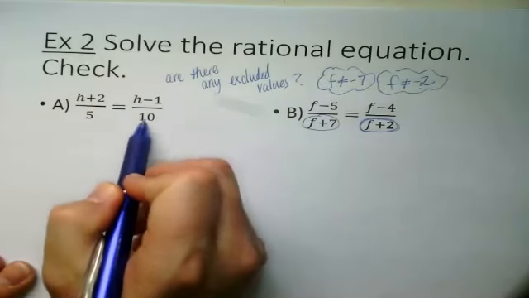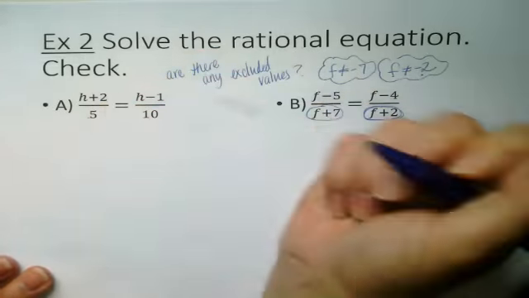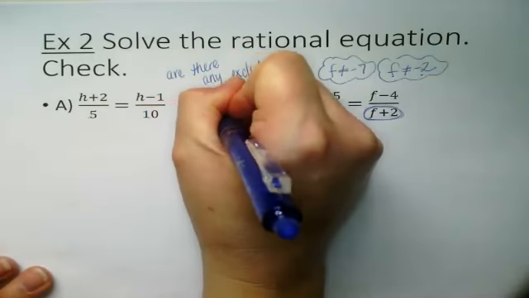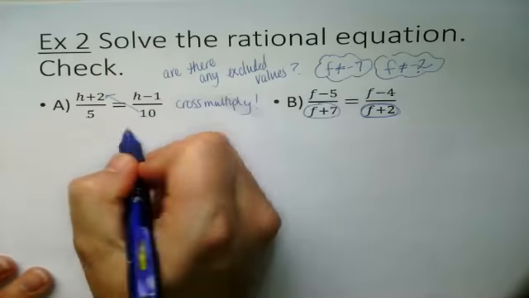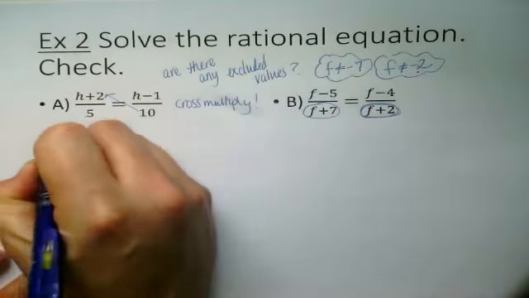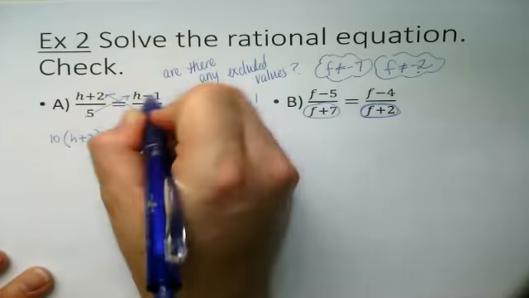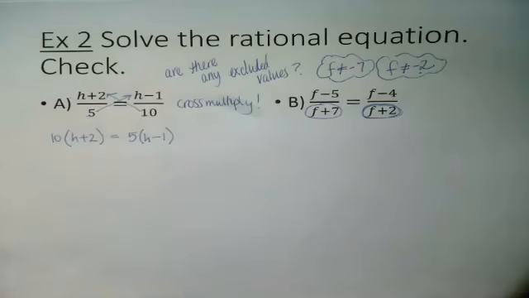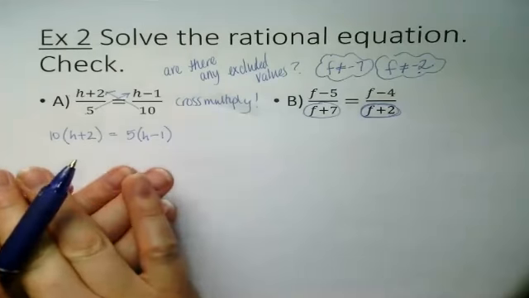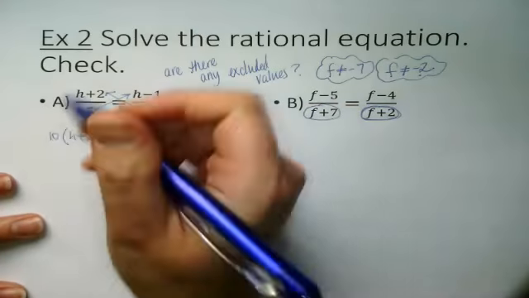So here I have what's called a proportion. And anytime we have a fraction equal to a fraction, the easiest thing to do is to cross multiply. So we're going to multiply 10 to the other side. So it becomes 10 times h plus 2. And we're going to multiply 5 to the other side. 5 times h minus 1. And if you write it in this order, or maybe you're going to trade sides, it doesn't matter. You can flip your equal sign around itself. It totally doesn't matter.